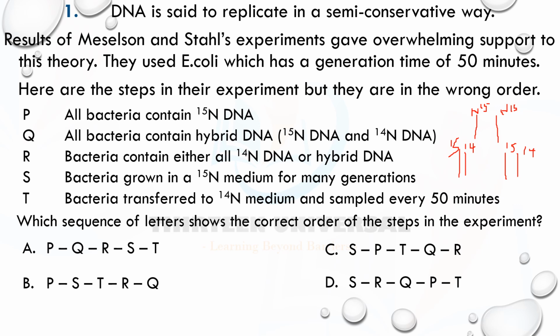Because in semi-conservative replication, don't forget that each new DNA molecule formed must have a strand of old parent material and a newly synthesized DNA strand. So that is why Q is correct. All bacteria contain hybrid DNA after the first generation, and R says the bacteria contain either, if you continue to divide. So this is C. Don't worry, we're going to do a video on this and post it too. So the answer should be what? C. Let's go to the next question.